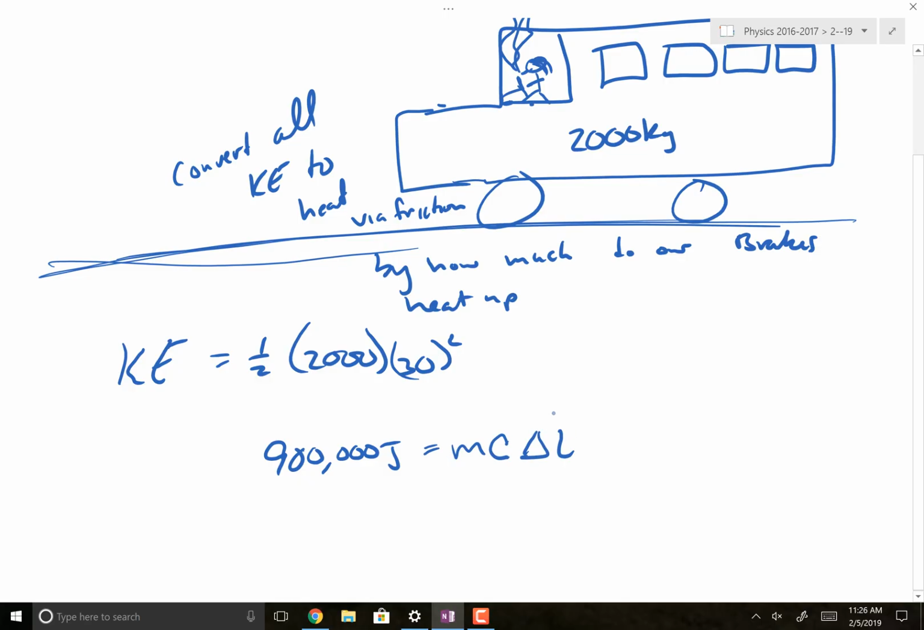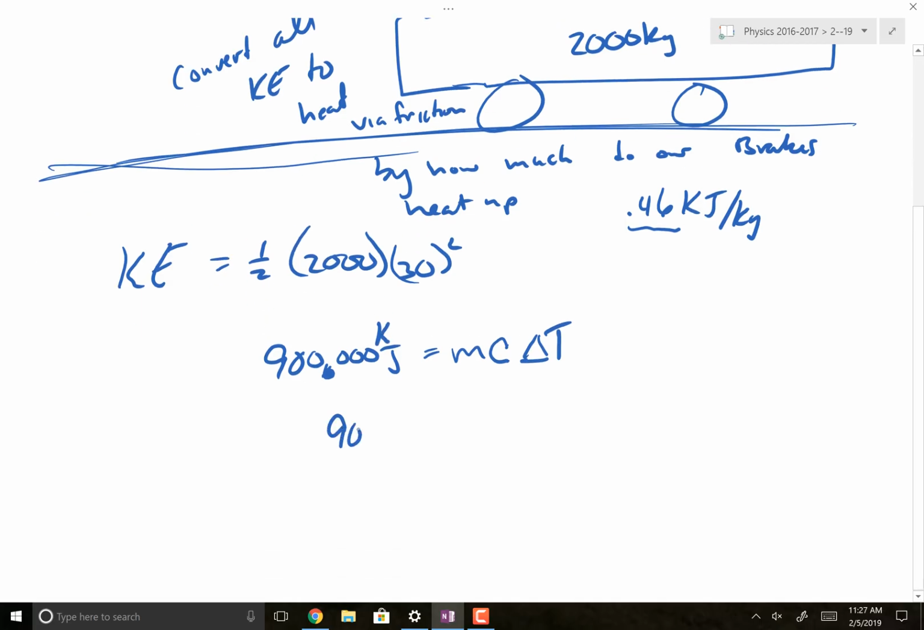But listen carefully, what is c measured in? It's 0.46 kilojoules per kilogram. Yes? So either you need to fix this into joules, or you need to fix this into kilojoules. I'm going to fix this into kilojoules. So 900 kilojoules is equal to how much mass did the brakes have?